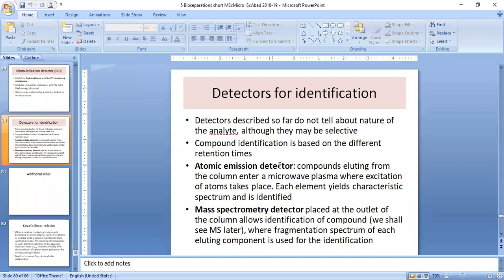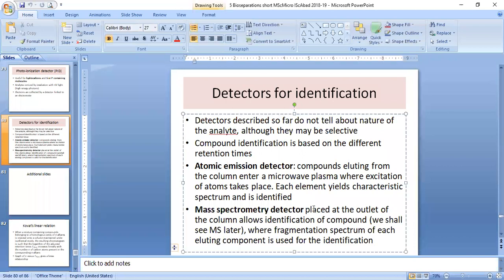Similarly, we have the atomic emission detector. This is something which is related to the atomic absorption spectrophotometer. I have not told you anything about that instrument, and I'm planning to share my recorded video for that. Maybe today I'm going to share about radioactivity, unit 5, and maybe by tomorrow I'll be able to send you the link for atomic absorption spectrophotometry or atomic emission spectrophotometry, as well as atomic force microscopy.